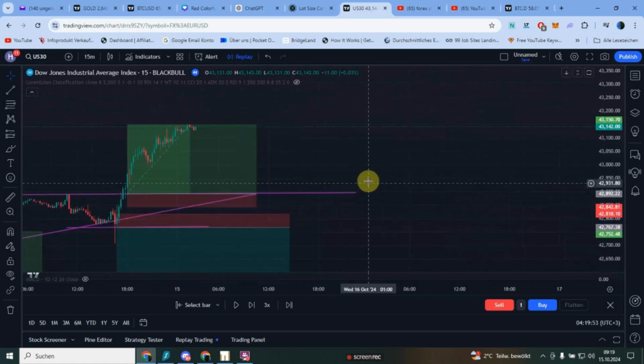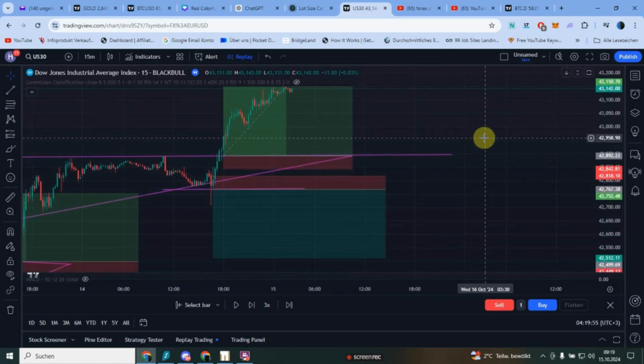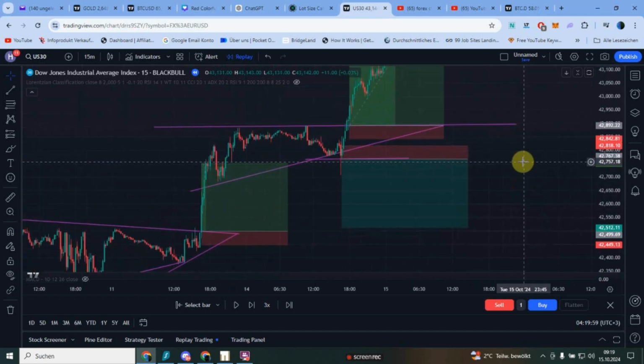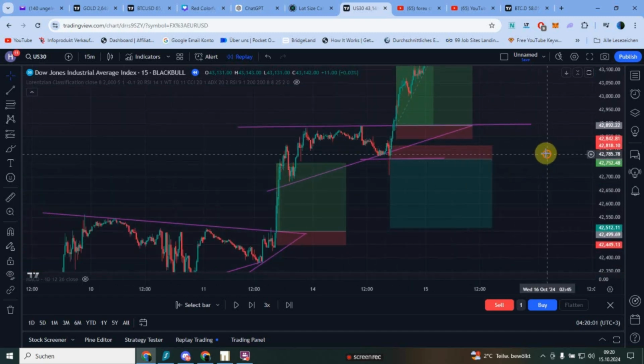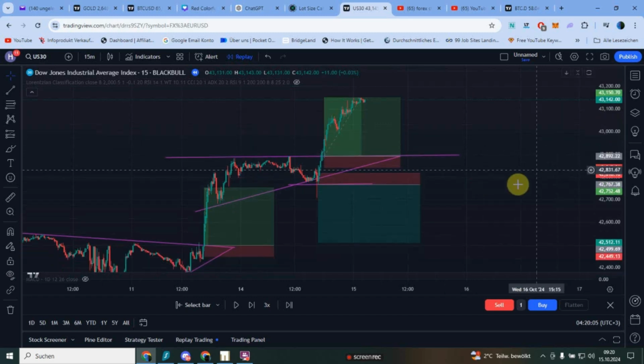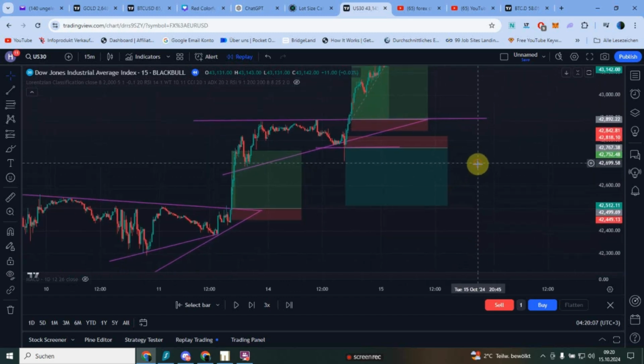Yeah, and this is the strategy. It works pretty well for US30, Nasdaq, and S&P 500. This strategy is credited to Mamba FX. I learned the strategy from him. I like the way he teaches it, and it works pretty well.